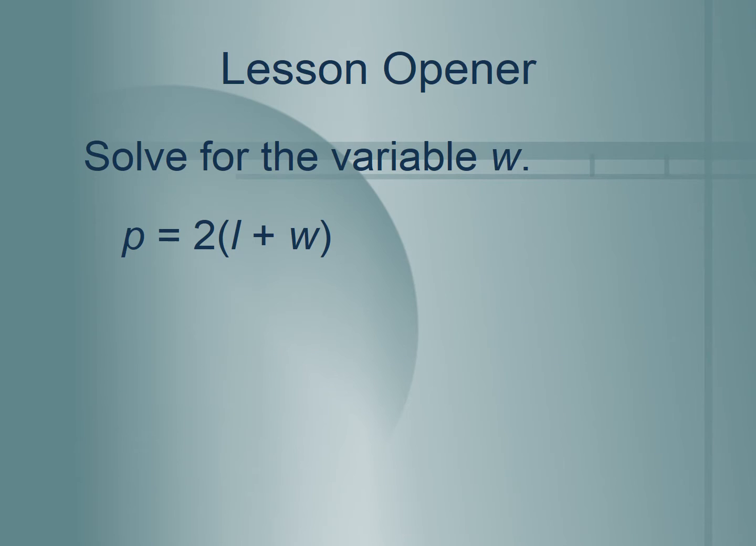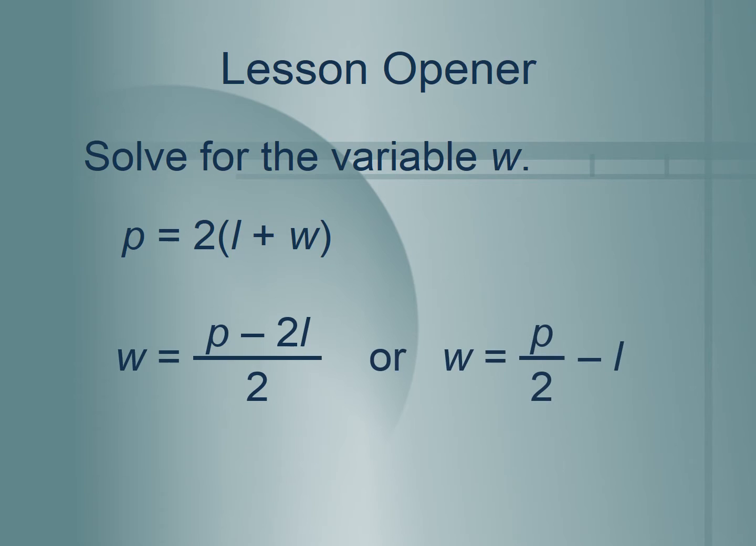Let's say we have the same equation, but we wanted to solve for W. In this case, we would still divide by 2, but this time we would subtract the L. And so we would get W is equal to P divided by 2 and then minus L. And there's two ways to write that one as well. I did it this way where I did P divided by 2 minus L. But you could also have written it as P minus 2L divided by 2.